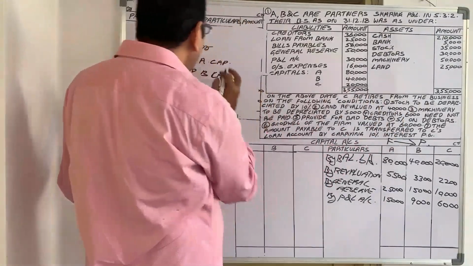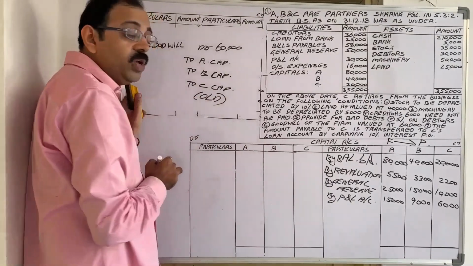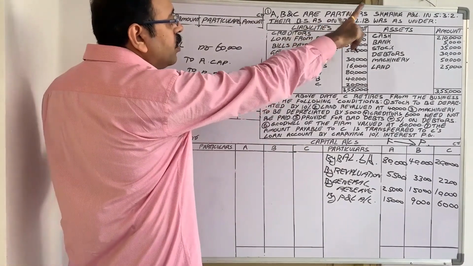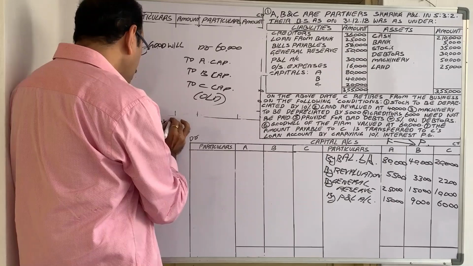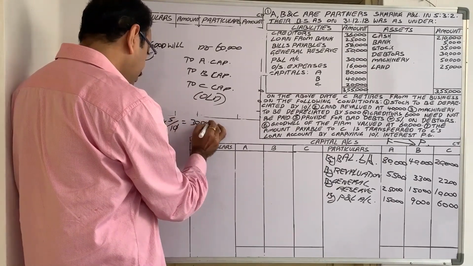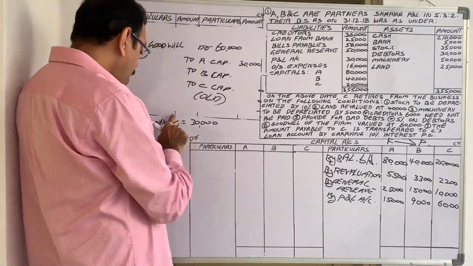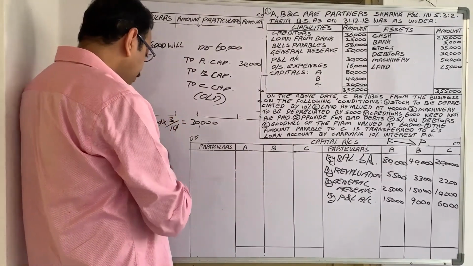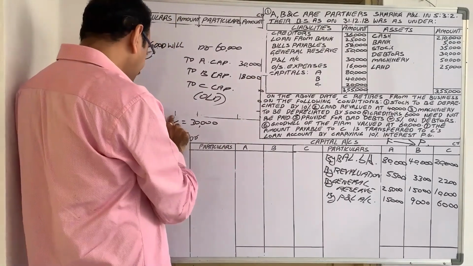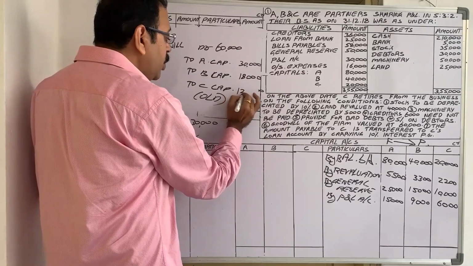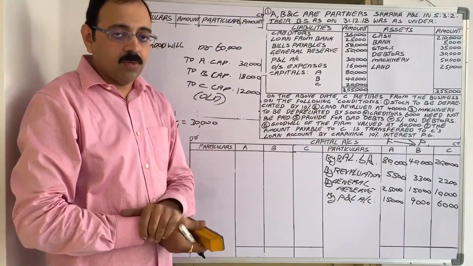Goodwill amount is 60,000. In which ratio? You have to distribute in the old profit and loss ratio. Old ratio is 5:3:2. Therefore, 60,000 into 5/10 is 30,000, which belongs to A, 18,000 belongs to B, and 12,000 belongs to C. Now this entry we have to post in capital accounts.